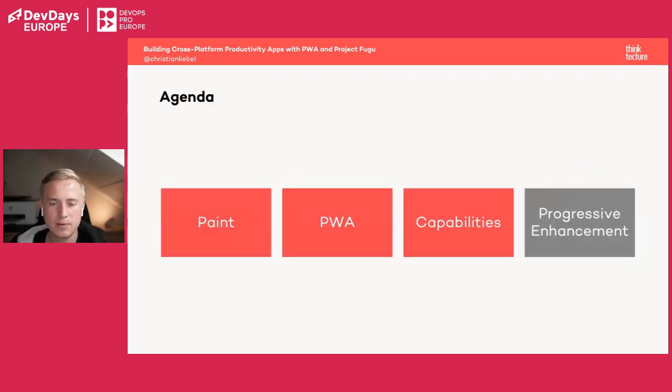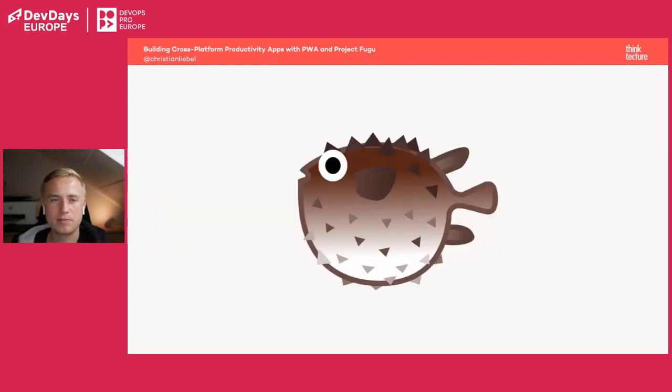Okay, that was level 2. Now, next up is level 3, so adding even more capabilities beyond offline capability and installability. And this is now where this magical thing called Project Fugu comes in.